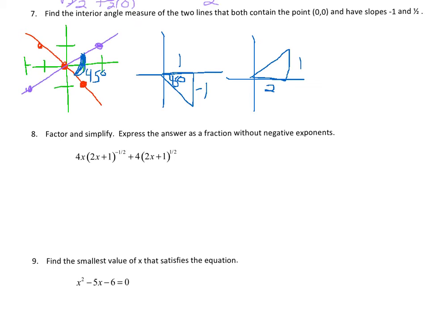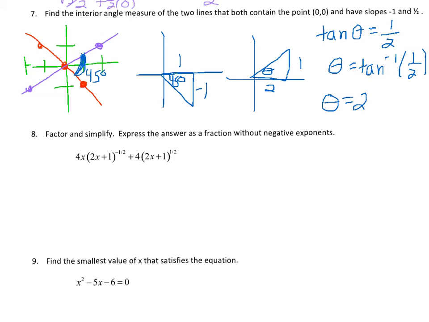And there is no special triangle with these sides, so we must take an inverse tangent. So we know that the tangent of theta, the angle we're looking for, equals opposite 1 over adjacent 2. So if we do the inverse tangent of that in our calculators, theta equals 26.565. So make sure you are in degree mode when you figure that out.